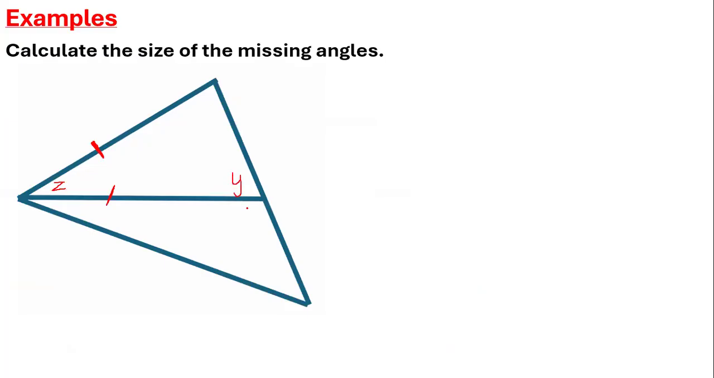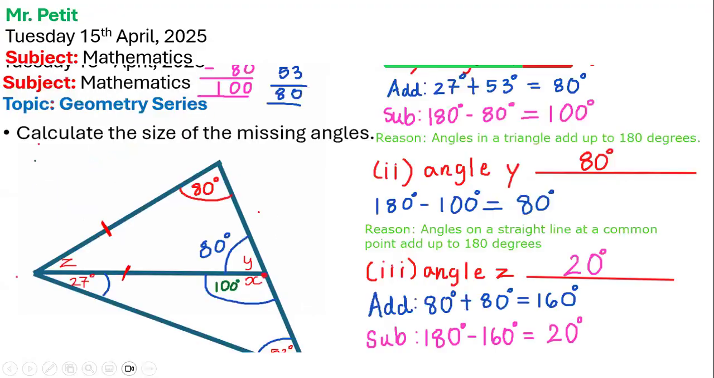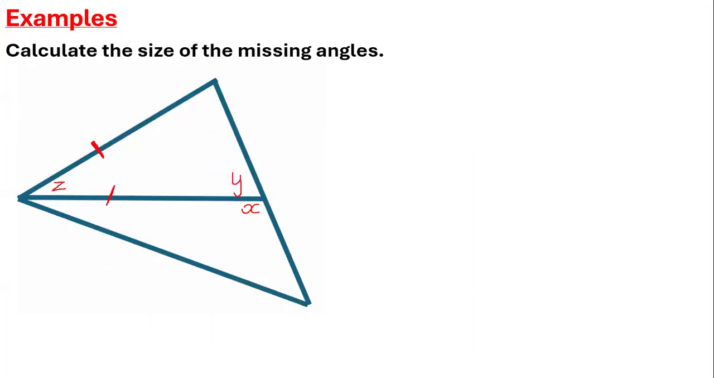All right, so this is going to be Y. This is going to be X. Let's say that we have 24 degrees.